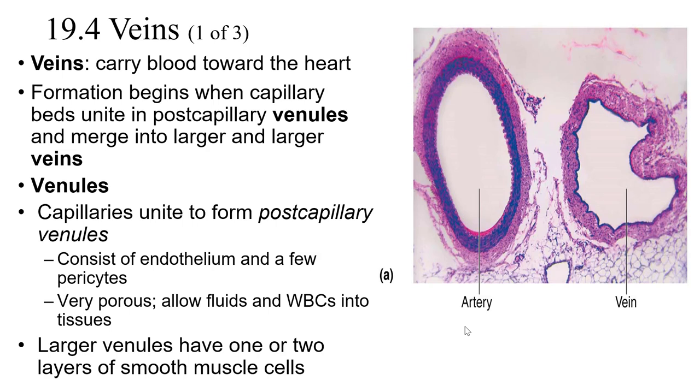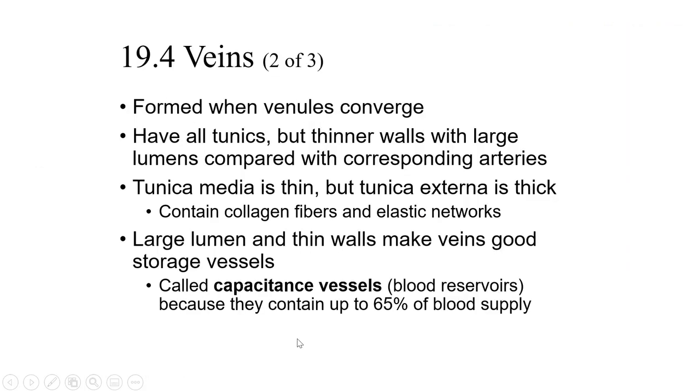So immediately the name of the venule that connects immediately to the capillaries will be called postcapillary venules. They're made up of endothelial cells and a few pericytes. They're very porous. They allow fluids and white blood cells into the tissues. And the larger venules have one or two layers of smooth muscle, but the little venules have only about one layer. So the veins formed when the venules converge.